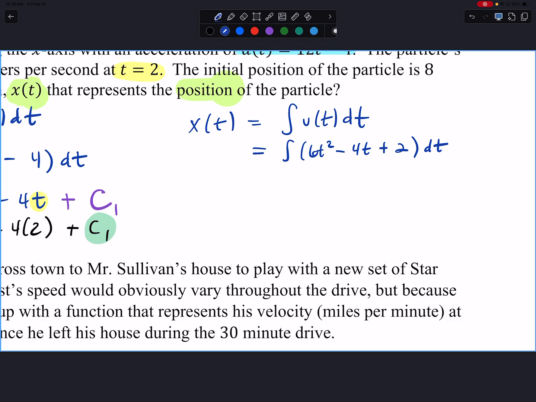Yeah. Add 1 to the power, divide by the new power. What's 6 divided by 3? 2. So this is going to be 2t cubed minus, add 1 to the power, divide by the new power. What's 4 divided by 2? So 2t squared plus 2t plus our second constant.